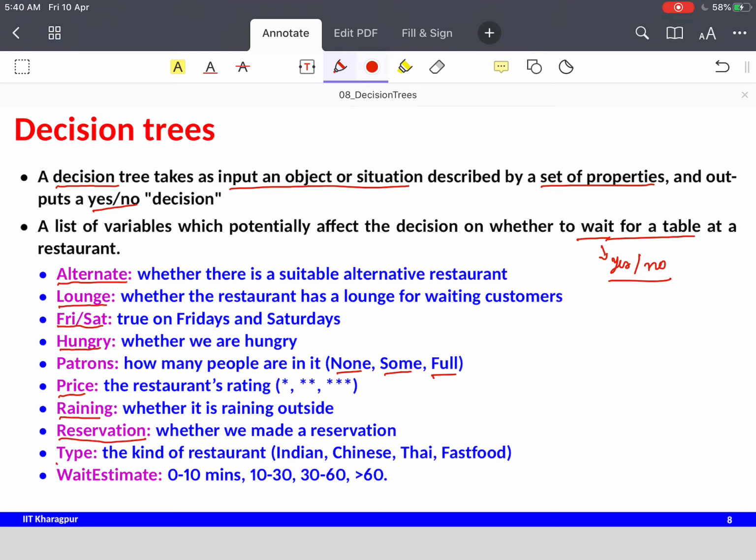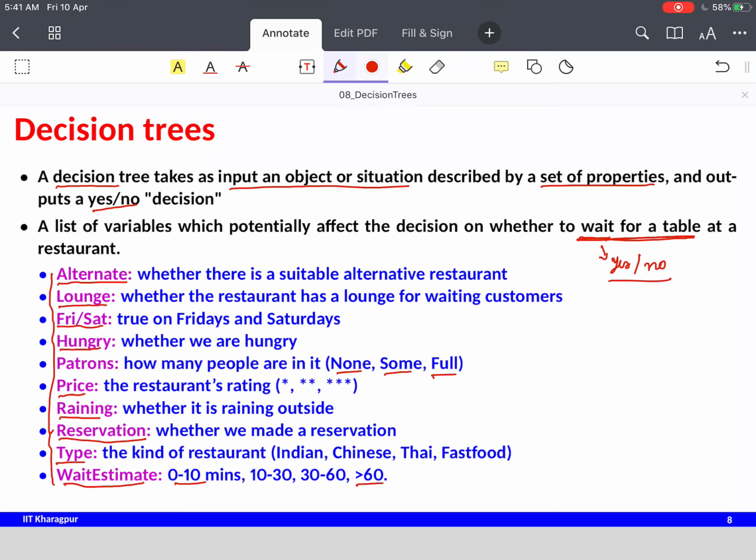My decision can also depend on whether it's raining outside or not, whether I made a reservation or not, what kind of food it serves, and what the wait estimate is. So if it's a very small wait that I need to make, or I need to wait for a very long time. So the outcome of this decision, whether to wait for a table or not, depends on many factors that we have mentioned here, and there can be many more.